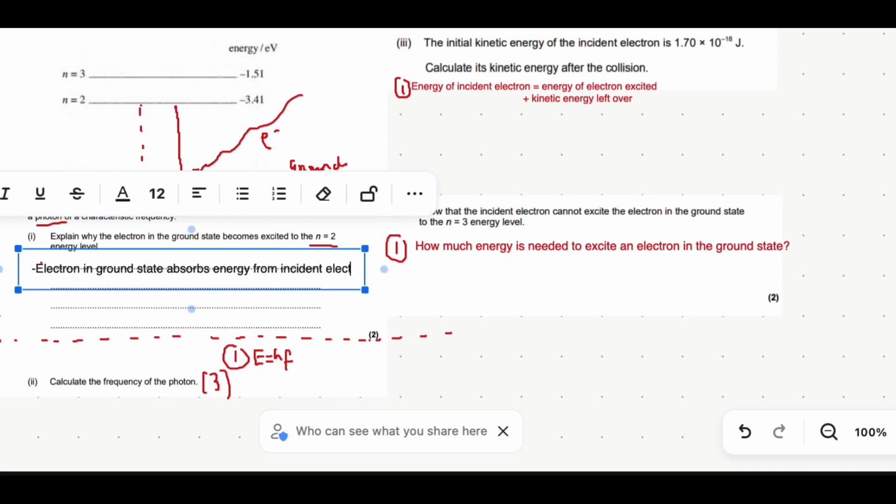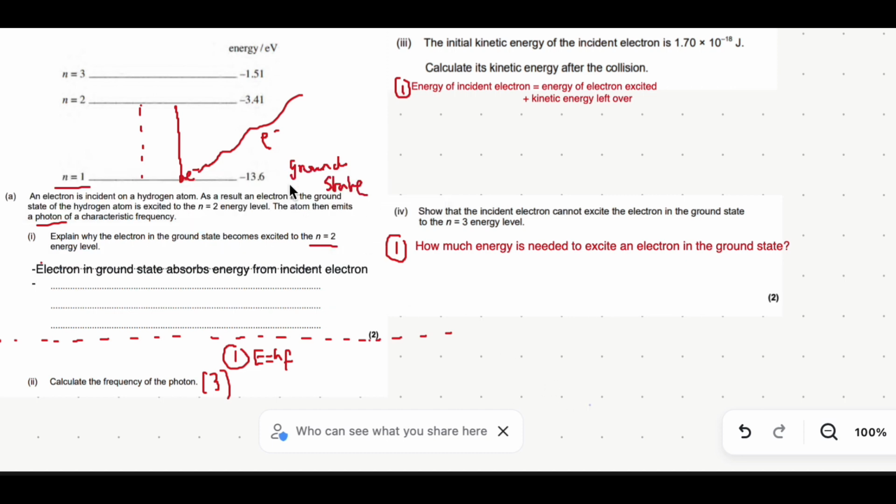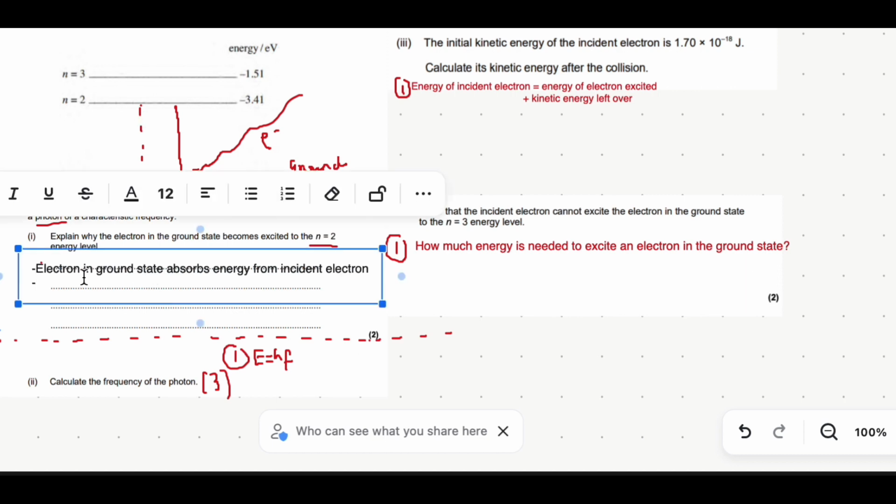That'll be 1 mark. And then if you want to go further, you can say that it absorbs an exact amount of energy, because if it absorbs more than the energy that's needed, then it won't excite. Or if it absorbs less than the energy that's needed, it won't excite. It needs to absorb that exact amount of energy. So that second mark is for mentioning that that exact amount of energy has to be absorbed.